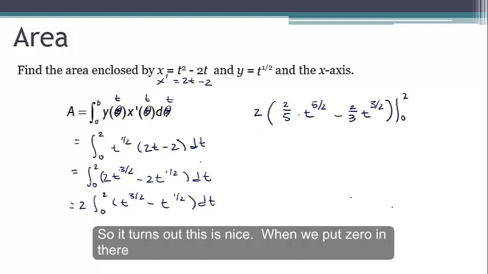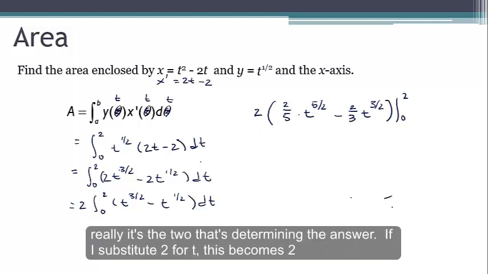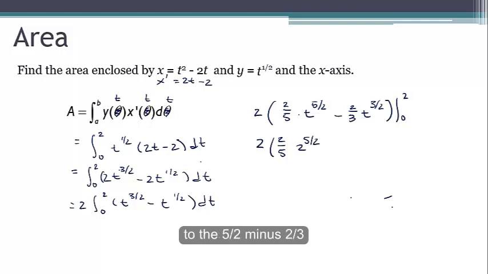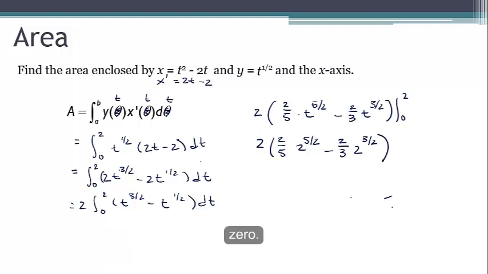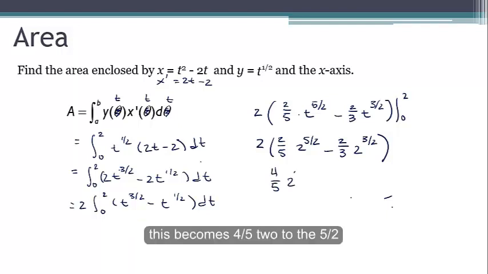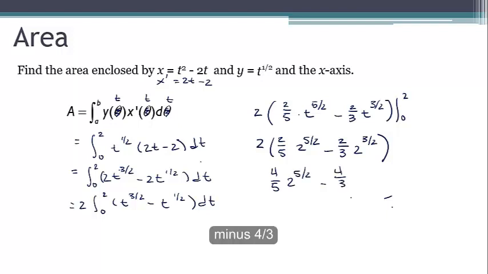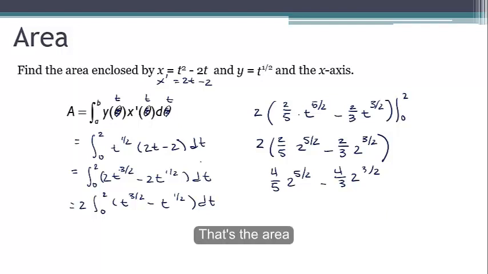It turns out this is nice, because when we put 0 in there, both terms are going to become 0. So really, it's the 2 that's determining the answer. If I substitute 2 for t, this becomes 2 times 2/5, 2 to the 5/2, minus 2/3, 2 to the 3/2. Of course, substituting 0 in makes everybody 0. And the last thing I'll do, just a little cleanup, let's distribute the 2 under the parentheses. This becomes 4/5, 2 to the 5/2, minus 4/3, 2 to the 3/2. We substituted 2, not t. And there's my answer. That is the area under this curve.